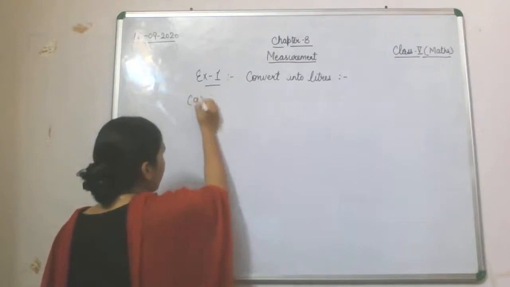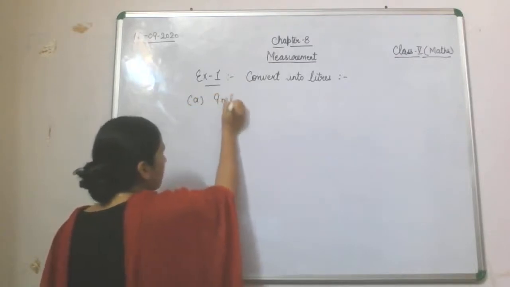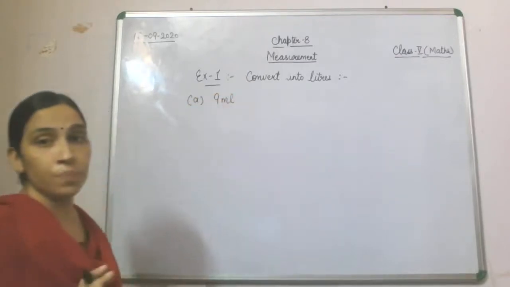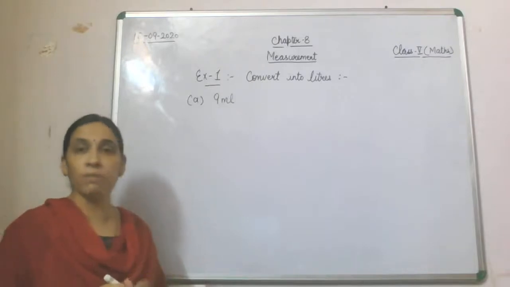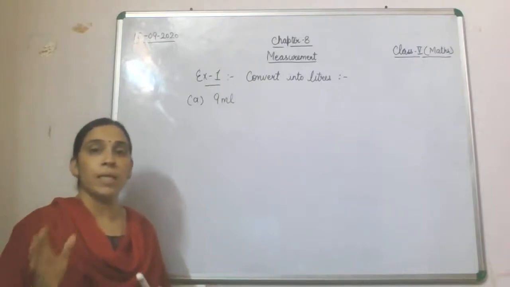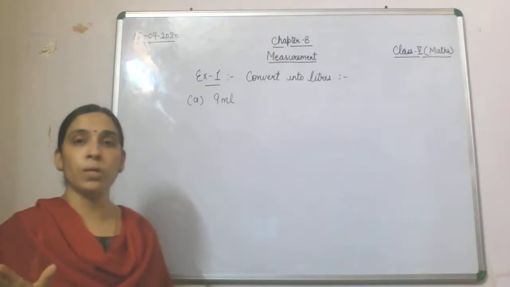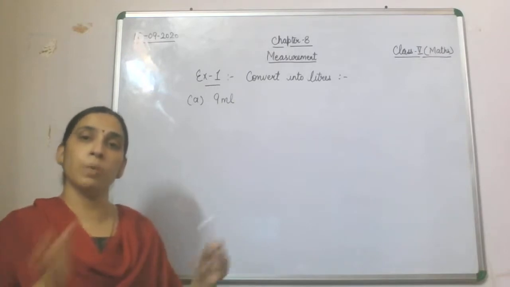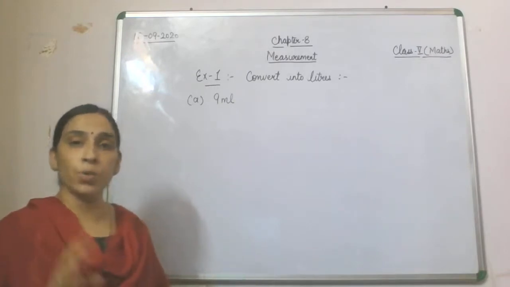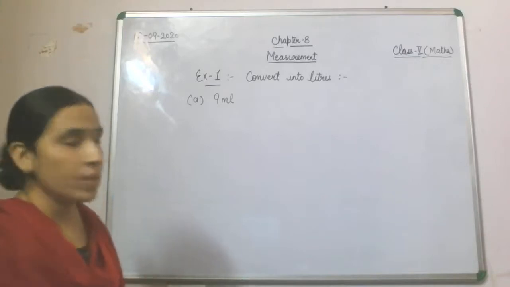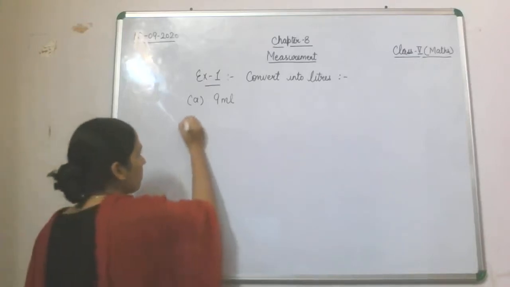Now A part is 9 milliliter. Relation I have told you. And one more important thing which I have told you, whenever you want to convert a smaller unit into a bigger unit, then you are supposed to do division. So that also you have to remember.